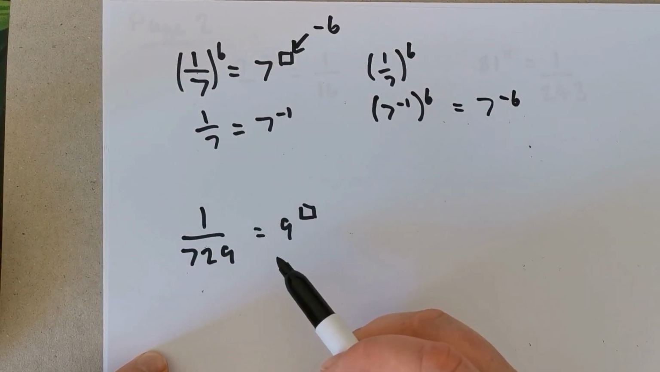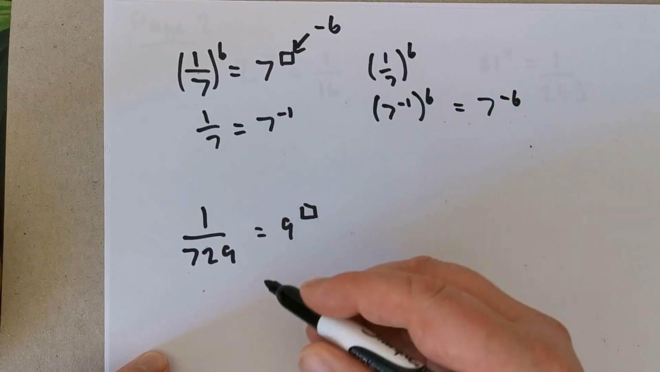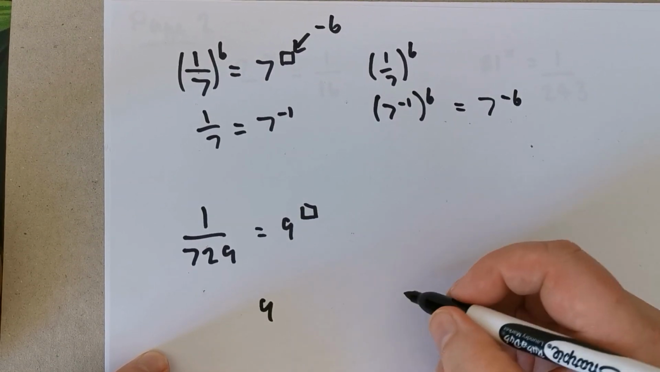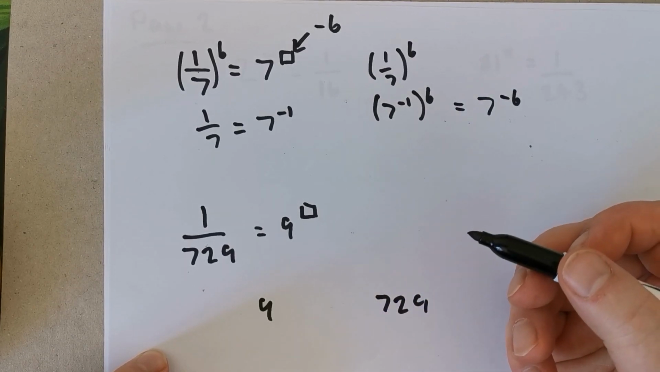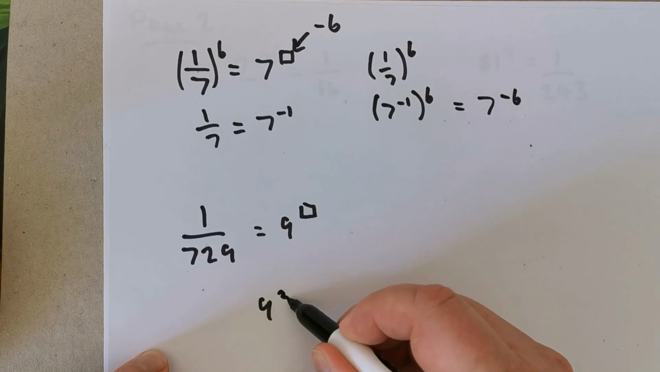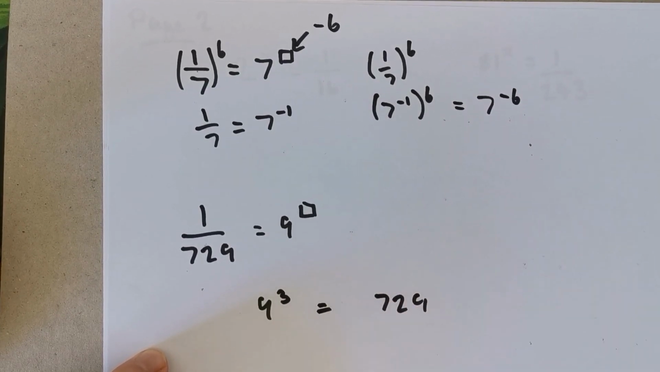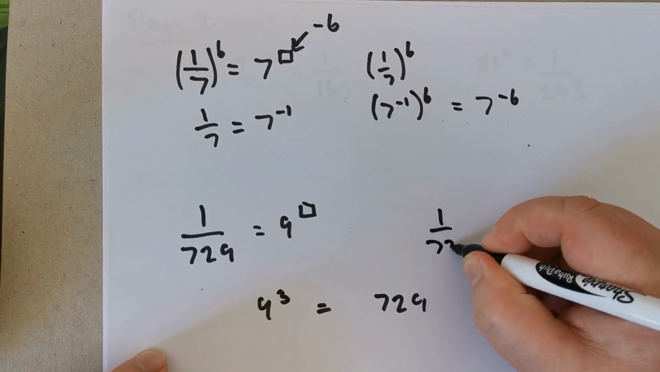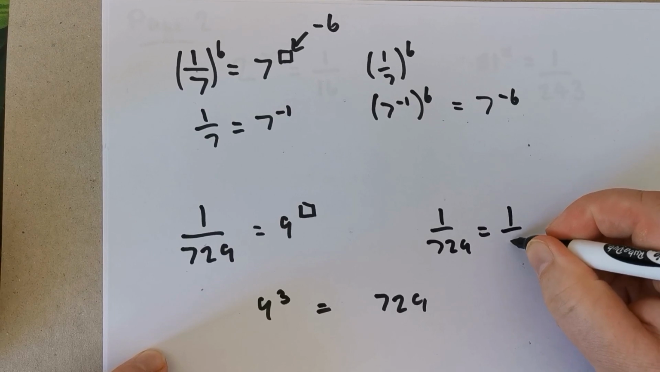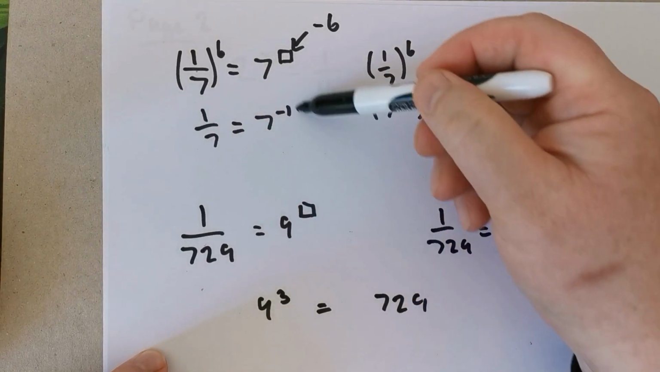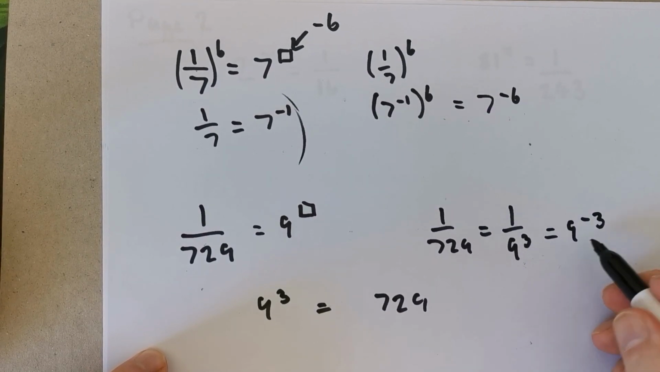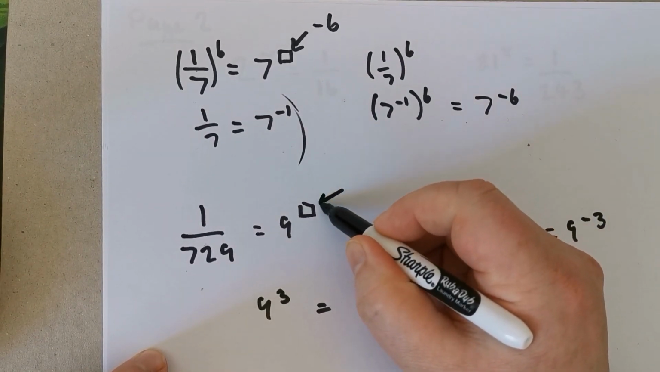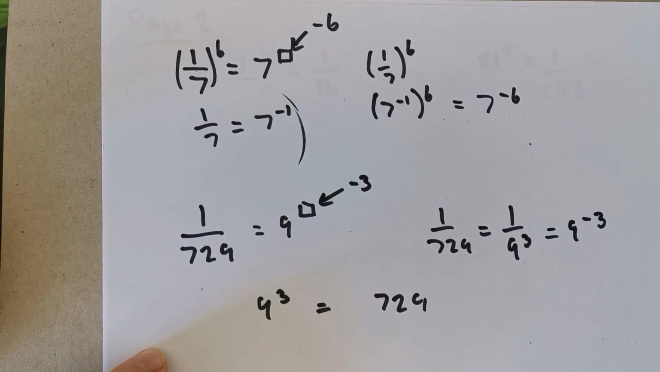This tends to get a bit harder, but you've just got to play around a little bit with it. If I've got 9 and I want to get to 729, 9 squared is 81, times it by another 9, you do get 729. So 9 cubed is 729. So 1 over 729 is 1 over 9 cubed, and then you're using this rule: 1 over 9 cubed is the same as 9 to the power minus 3. Look, you've got your 9 to a power, so I could put minus 3 into that box there.